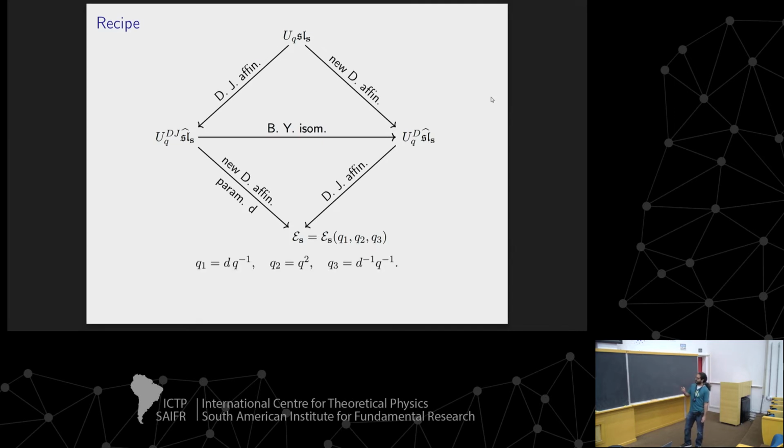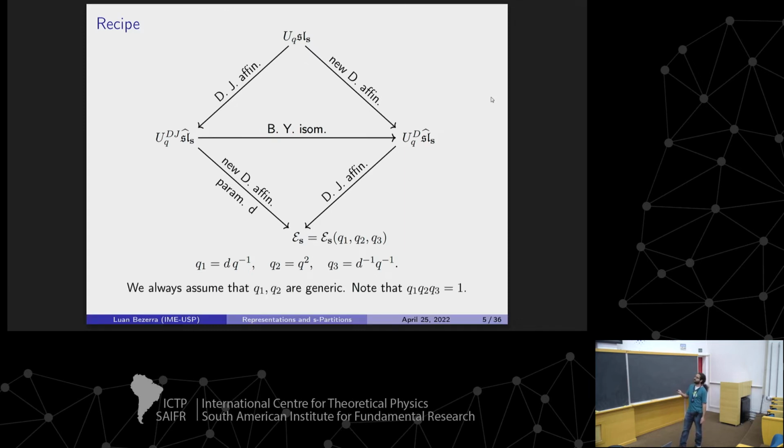superalgebra. And so one other thing is that, as I said, the quantum toroidal depends on two parameters, but we like to work with three. So they're not independent, their product is one. And we'll be assuming that's the only combination of integer powers of this Q1, Q2, and Q3 that gives one. So that's what I mean by generic.